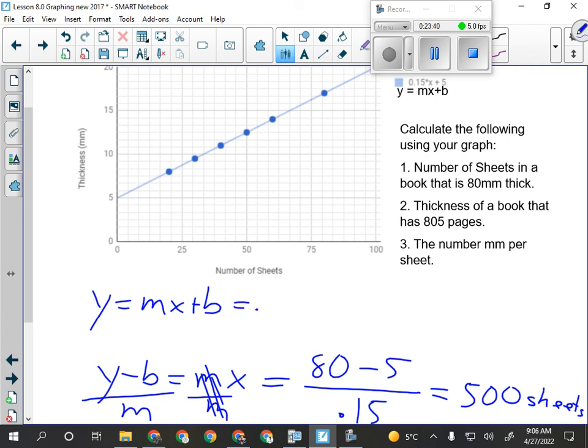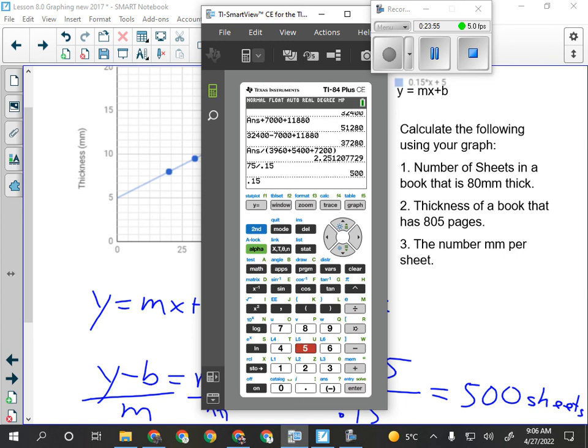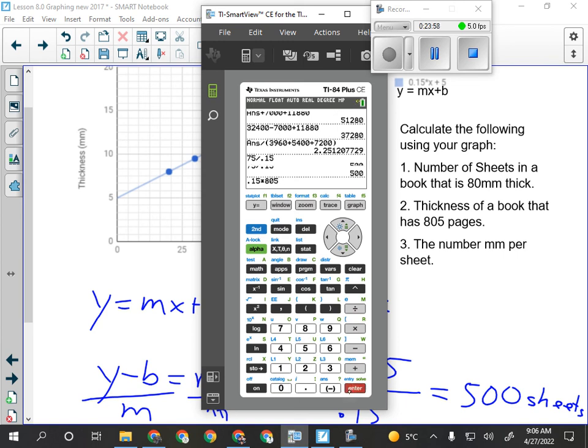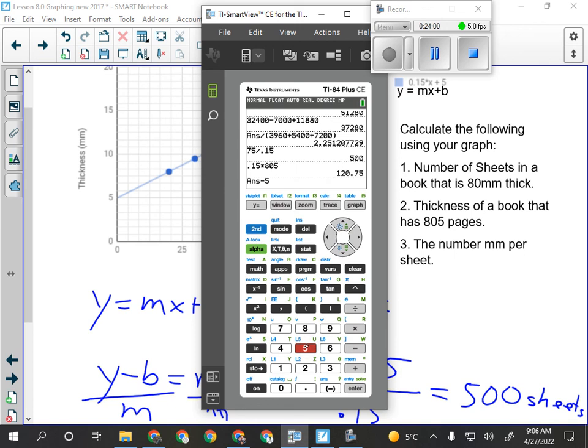All right, so I'm going to have 0.15, because that number never changes, times 805, okay, plus 5 millimeters for the cover. So 0.15 times 805 minus 5. I don't know how you get 0.75 sheets, but we'll have to say that this is probably 116 millimeters, okay, for this one. All right. Everybody okay with that?